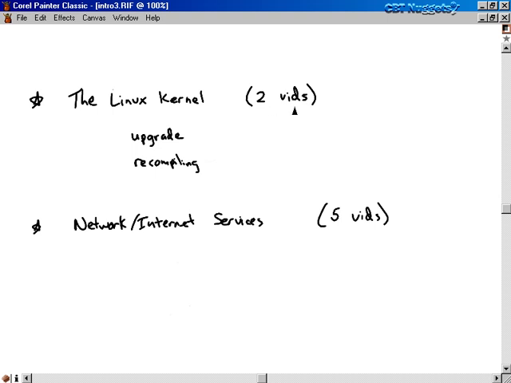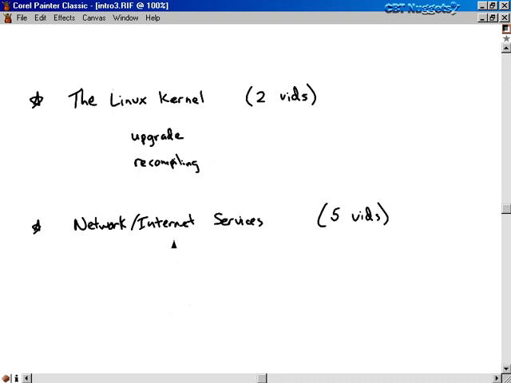We spent a couple videos talking about the Linux kernel, and this is very valuable information for people that need to mess with the kernel and customize your kernel for some particular use. Then we talk about network and internet services for 5 videos, and I split this up as network and internet services because some services are just for your local area network, while some services are more geared towards the internet, like Apache web server and things like that.